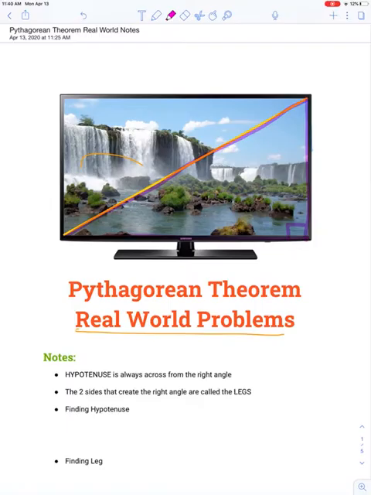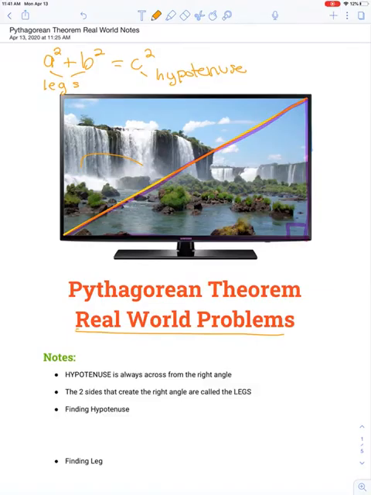And remember, Pythagorean theorem is a squared plus b squared equals c squared. And hopefully remember that a and b are the legs of our triangle. C is our hypotenuse. Okay? So, Pythagorean theorem is a really simple way that you can calculate some real-world problems.